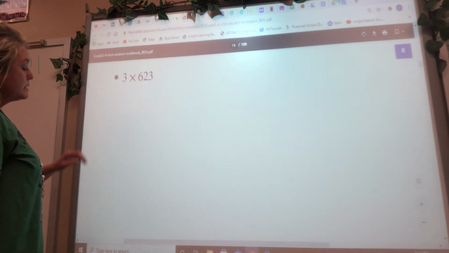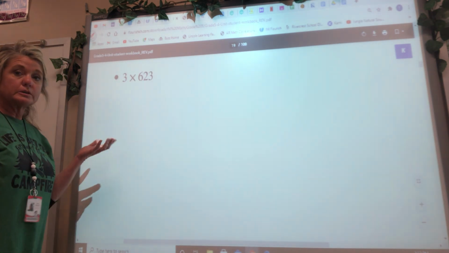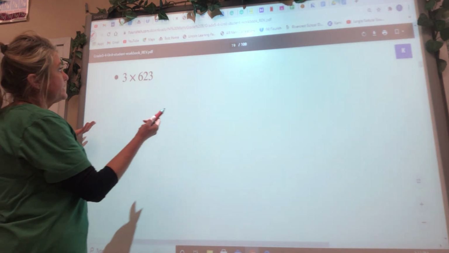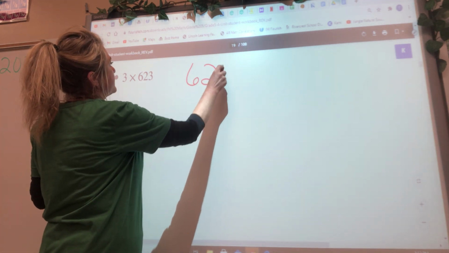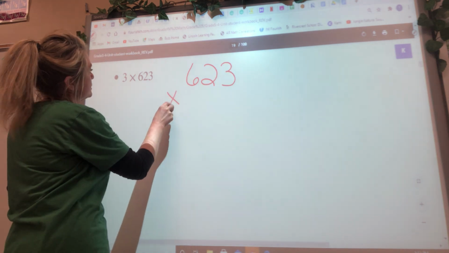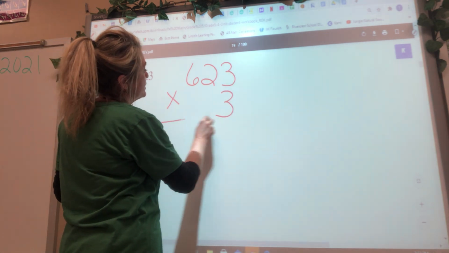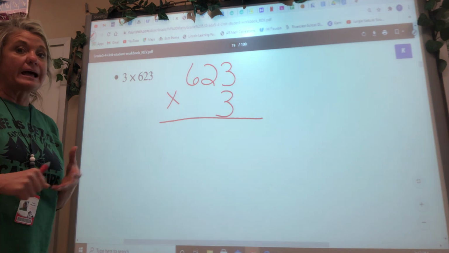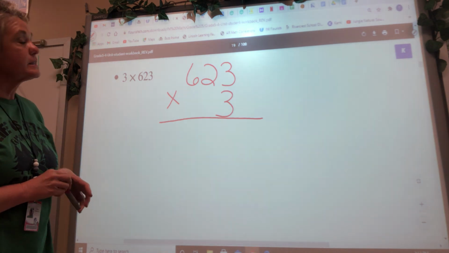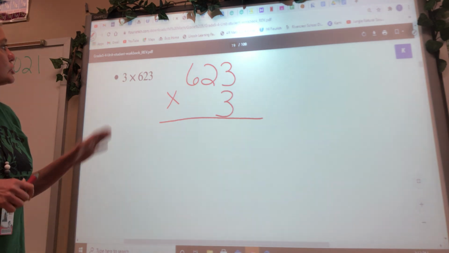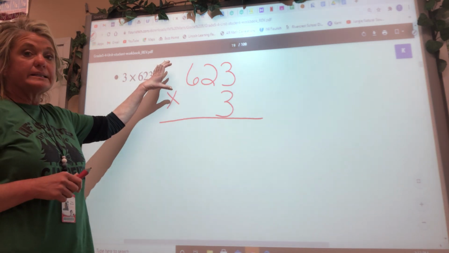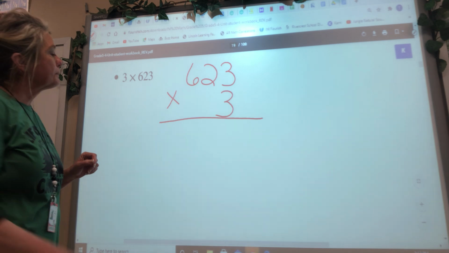Now, this one, we're not working with multiples of 10, are we? There's no zeros in there, no zeros at the end. So now we're working with our standard whole numbers, and we're going to be using the standard algorithm. That's what this lesson is going to be teaching, standard algorithm. And we'll start with a basic one, just a 3-digit times a 1-digit.